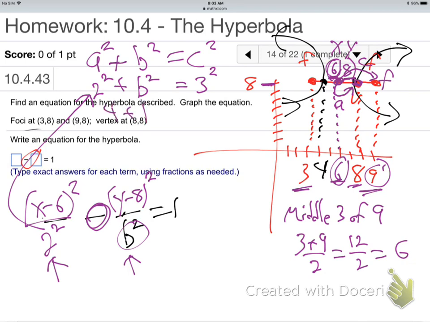So this is 4 plus B squared is 9. Therefore, B squared is 5. B is the root of 5. So there we go. So this is the root of 5 squared, which is just 5. You can write it either way.